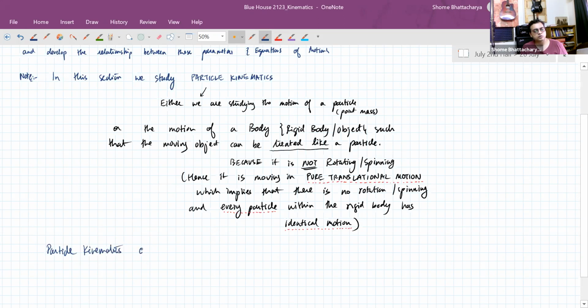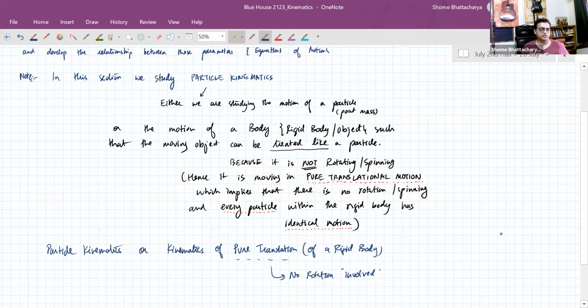Or kinematics of pure translation of a rigid body. And once again, what we mean by pure translation of a rigid body means that there is no rotation involved. Hence, we can treat the entire rigid body as a single particle. Okay, so that's just one general idea that we should have before we get into the technical aspects.